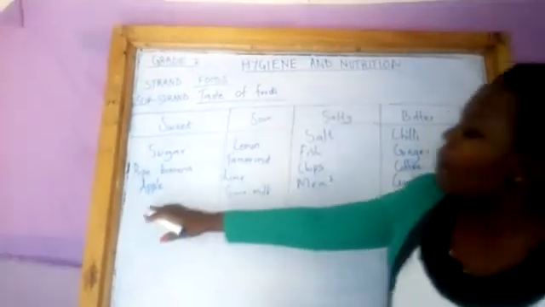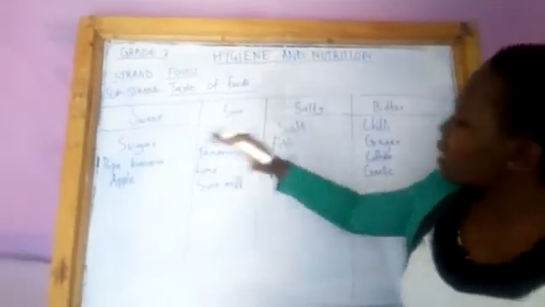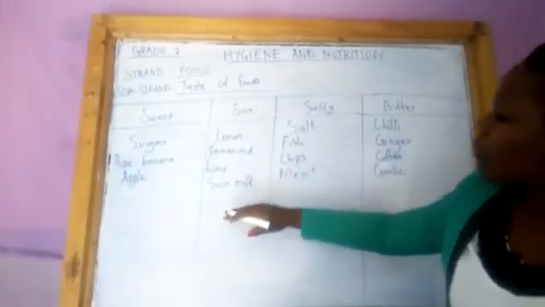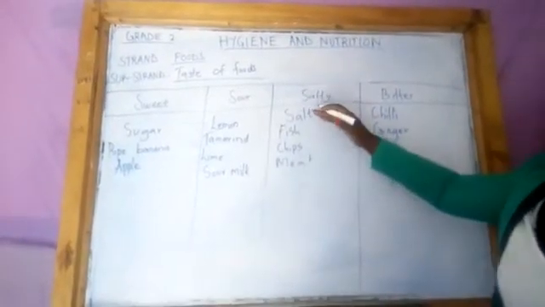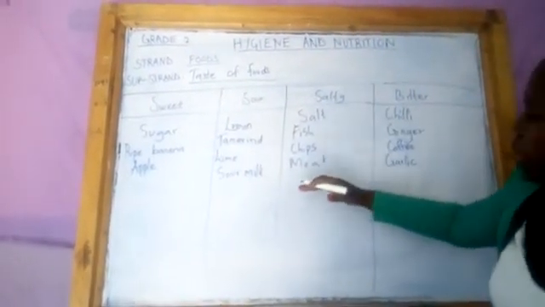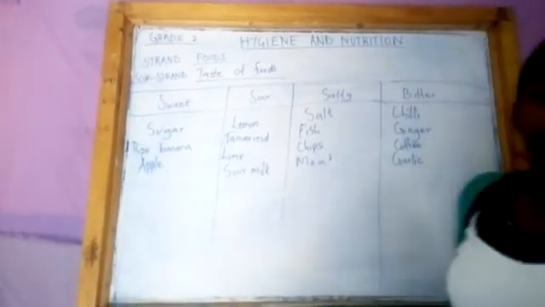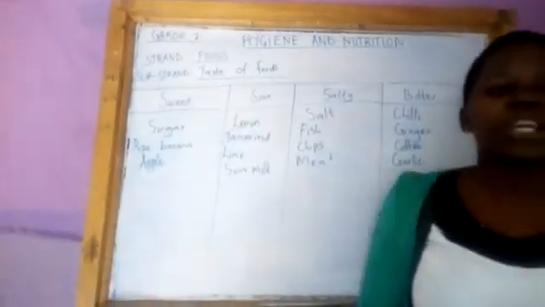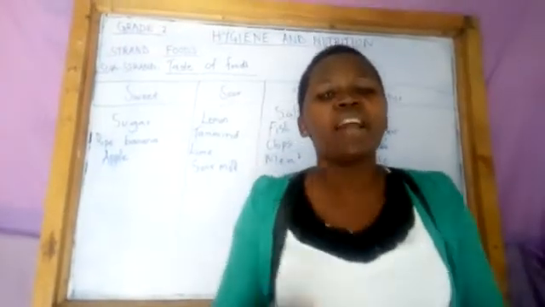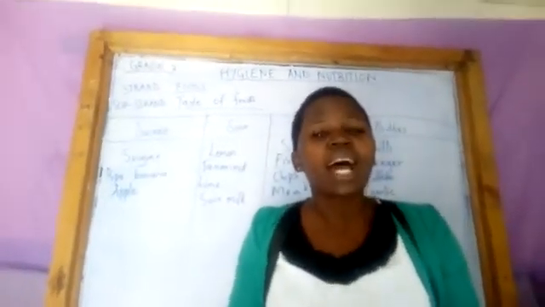So these are examples of foods that taste sweet. These are examples of foods that taste sour. And these ones are examples of foods that taste salty. These ones are also examples of foods that taste bitter. So whenever you eat, be tasting the food and finding out how they taste.